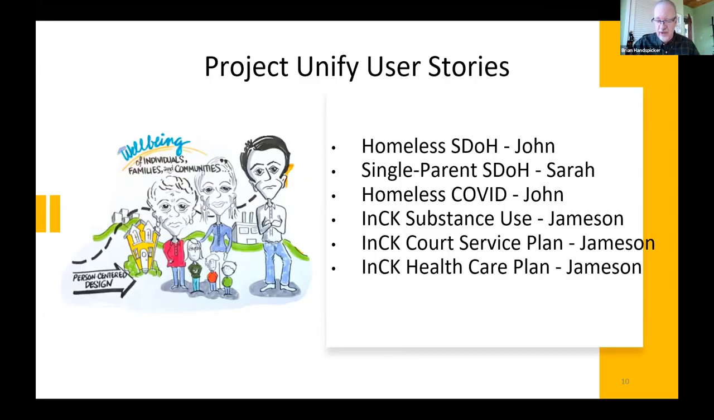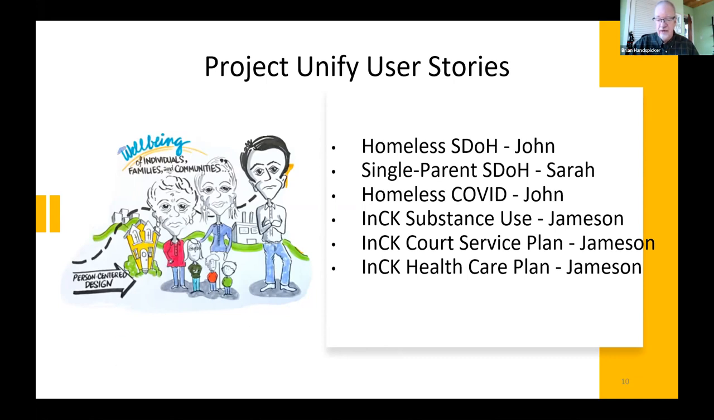In January, we may do a demo of homeless COVID, what to do with John if he comes down with COVID while he's in a homeless shelter. And ultimately, based on the different solutions that we are able to put in place, start working in early 2021 on demonstrating the different aspects of user stories associated with Jameson and the Integrated Care for Kids issues. How do we handle a mandated report for substance abuse, for instance, from an educational institution to child welfare? How do we integrate child welfare with the court system so that they can submit a service plan regarding Jameson?